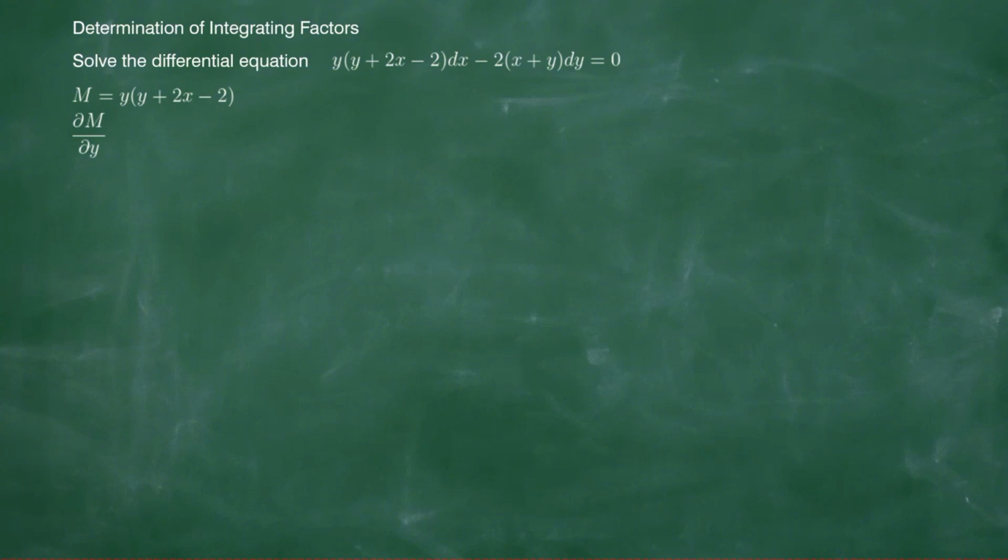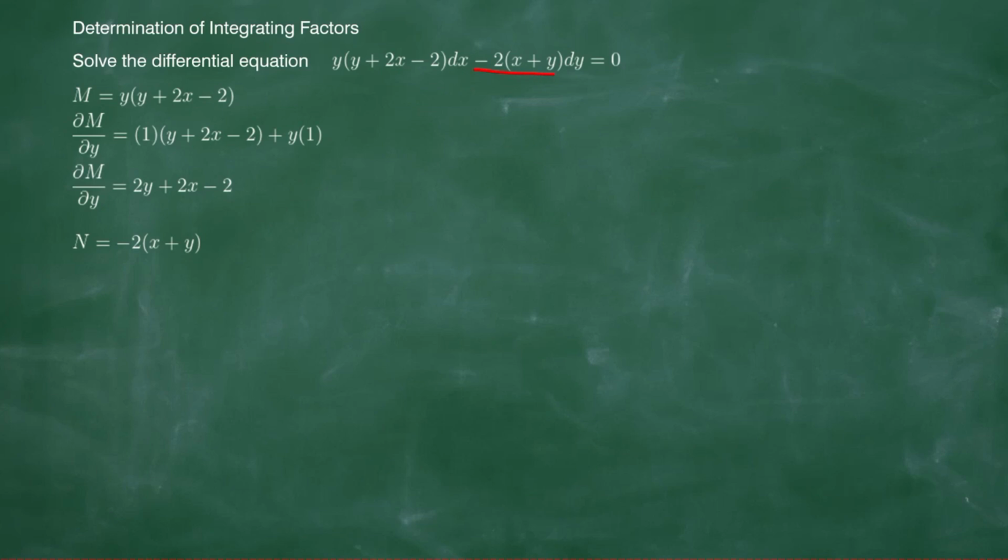Then we solve for the partial derivative of M with respect to y. It is the derivative of y, which is 1, times this, plus y times the derivative of this, which is 1. Simplifying, we have y plus y is 2y, plus 2x minus 2.